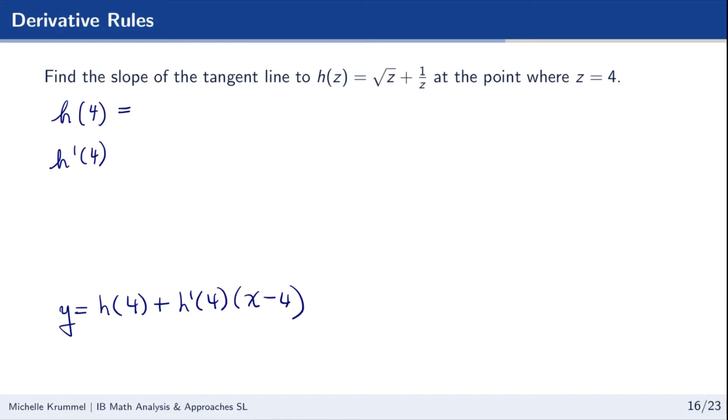For h of 4, we substitute 4 into h of z. So it's the square root of 4 plus 1 over 4, or 2 plus 1 over 4, or 9 over 4.